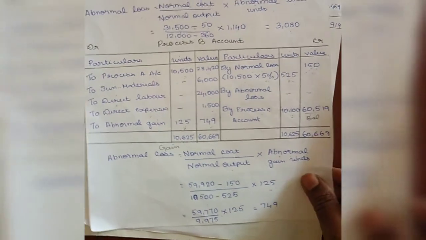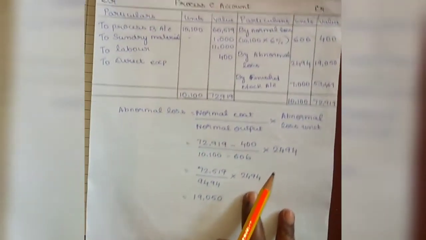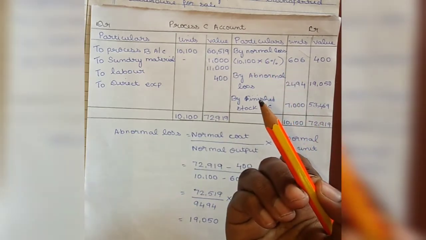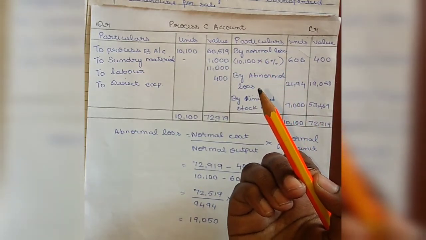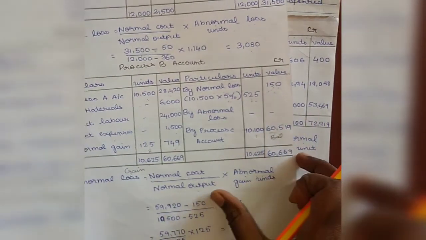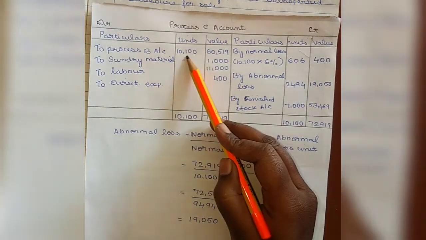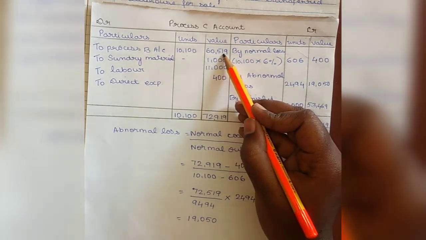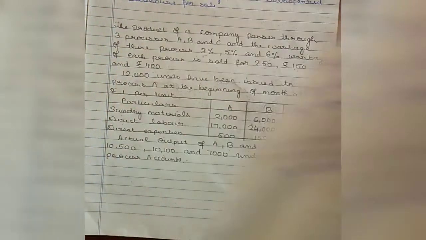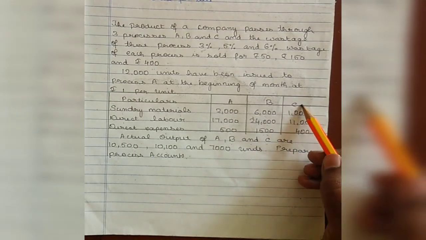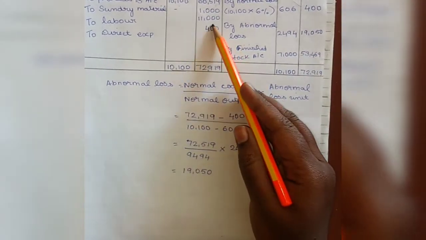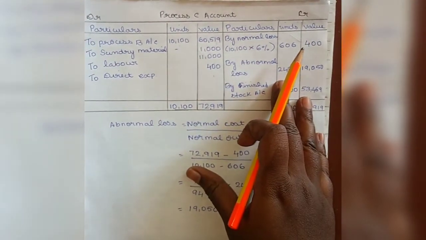Now look here, we have already done the process C account. See, this is the pro forma of a process C account. You should start off with the balance that you have got in the process B account. See, process B, how much I have got? It is 10,100 and 60,519, and that is what we have taken here. And then we are supposed to take all these expenses into consideration. So this is taken from the question. See, for process C it is 1,000, 11,000 and 400. That is what we have taken into consideration here.